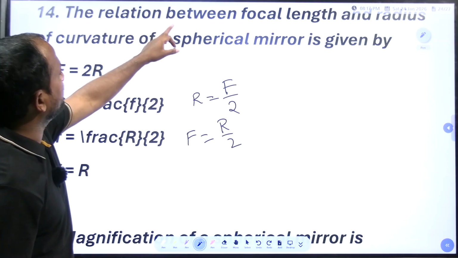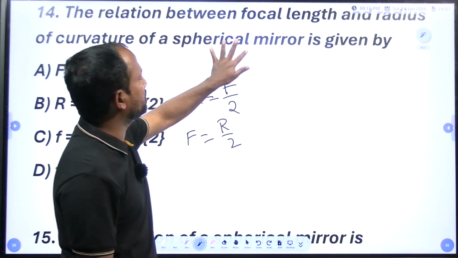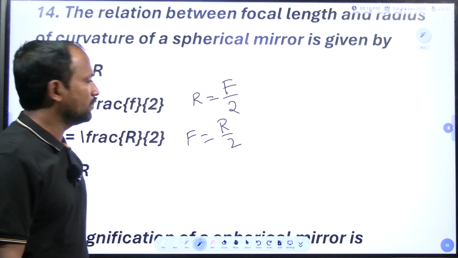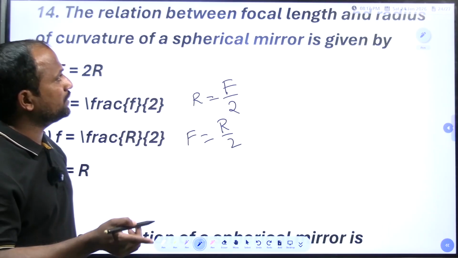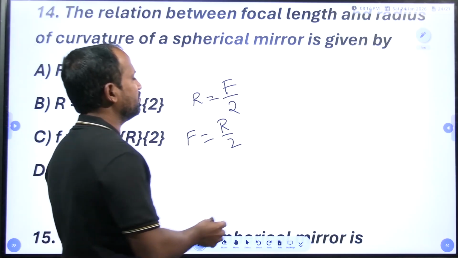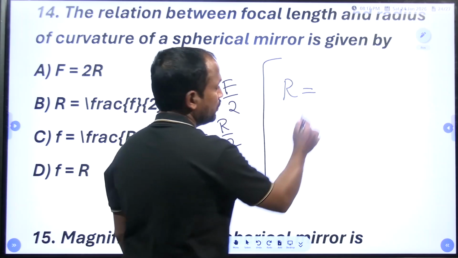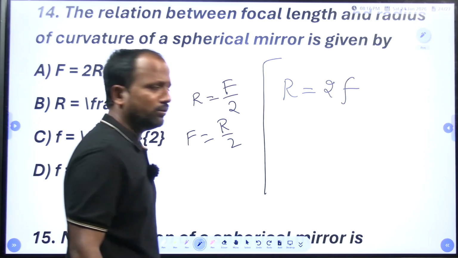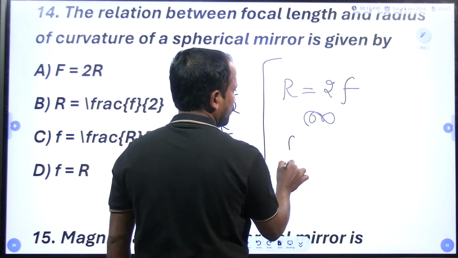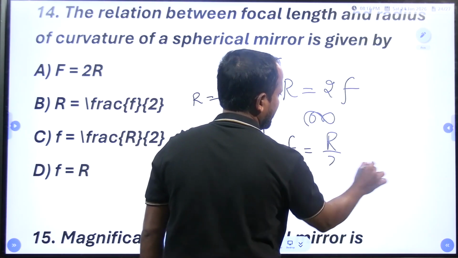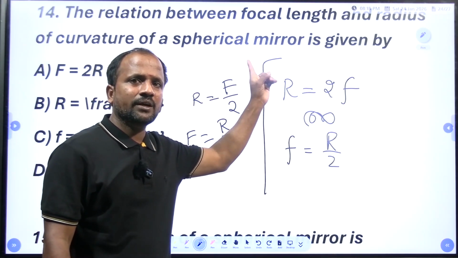The relation between the focal length and the radius of curvature of a spherical mirror is given by which? What we discussed in the last problem: R is equal to 2 into the focal length. Or you will observe the focal length f is equal to R by 2, radius by 2. This is the relationship between the focal length and the radius of curvature.